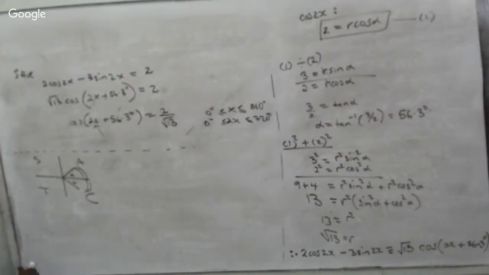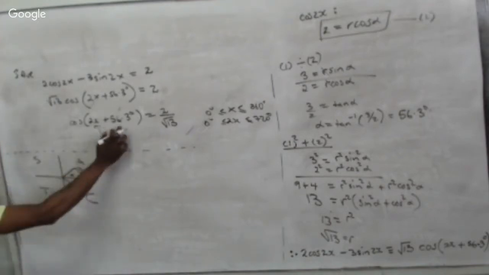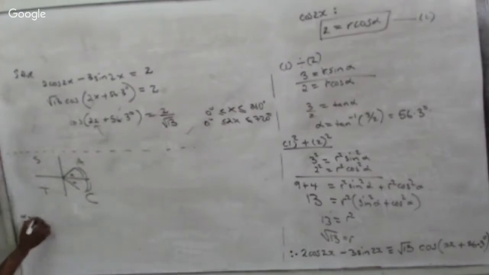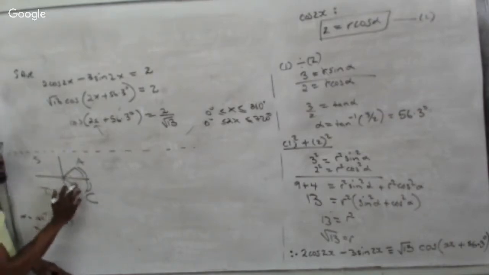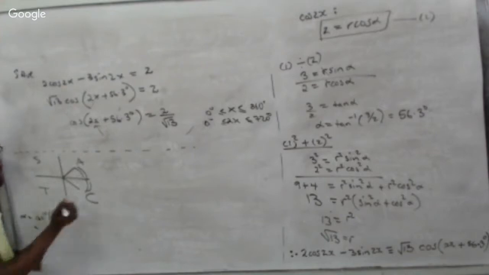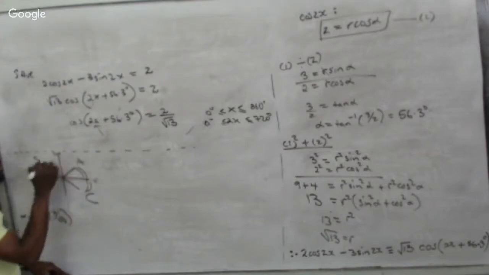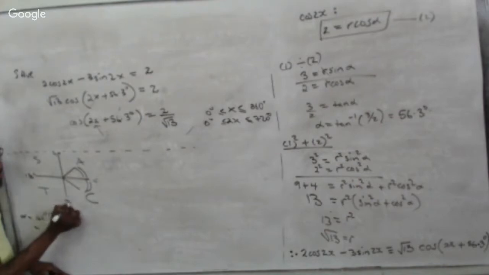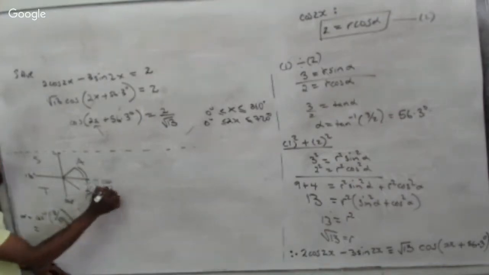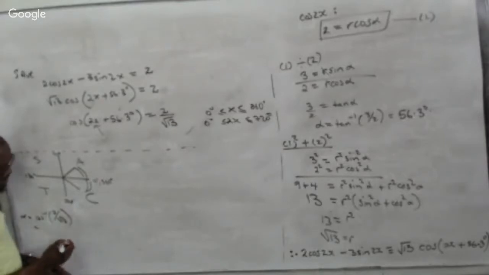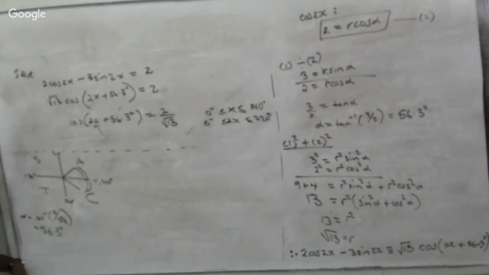So my alpha in this case is cosine inverse of whatever was over here, 2 over root of 13. What is that, guys? I still get 56 point something. I'll still get 56.3. Okay, 56.3 it is then.